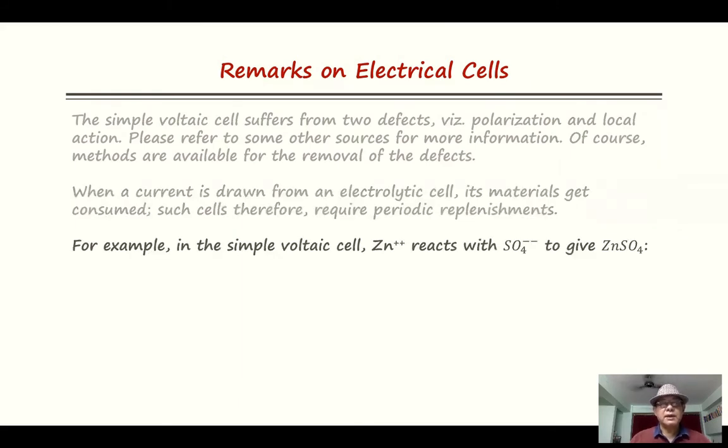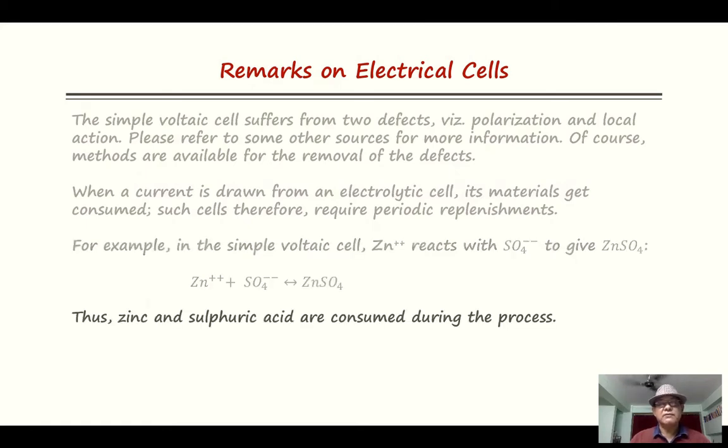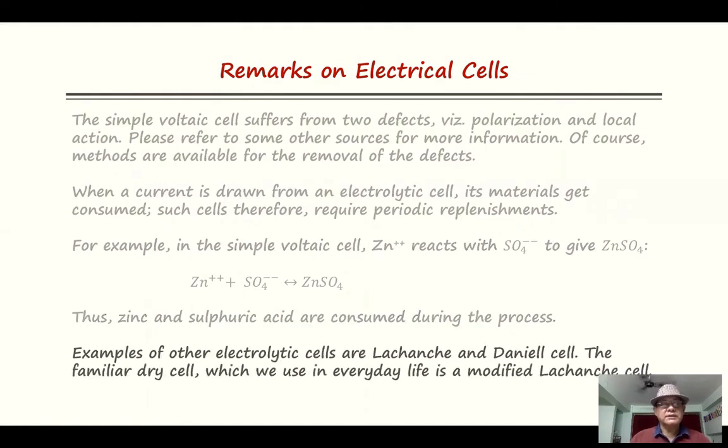For example, in a simple voltaic cell, zinc ion reacts with sulfate ion to give zinc sulfate as per the following ionic reaction. Thus, zinc and sulfuric acid are consumed during the process. Examples of other electrolytic cells are Leclanche and Daniell cell. The familiar dry cell, which we use in everyday life, is a modified Leclanche cell.